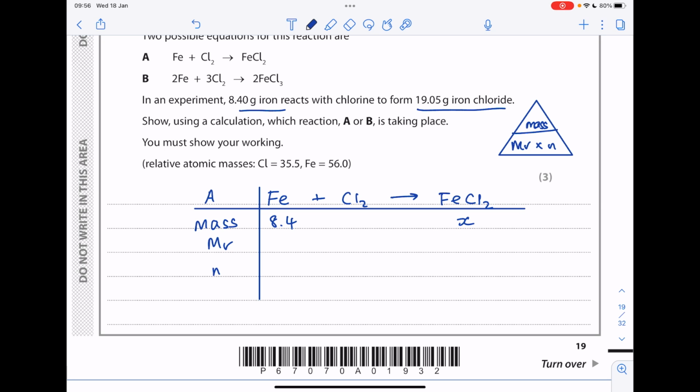So what's the atomic mass of iron? We've been told it's 56. So that's 0.15. Check the mole connection. It's 1 to 1, so we can take that 0.15 over here.